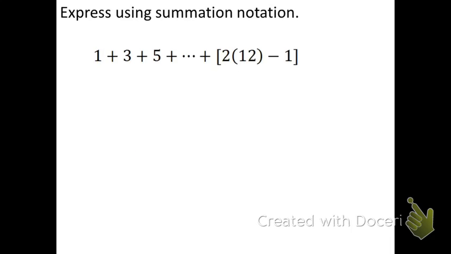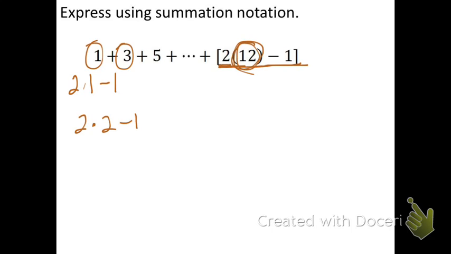So let's do one more. This one is 1 plus 3 plus 5 plus whatever comes next all the way to 2 times 12 minus 1. Well, this kind of helps give us an idea of what we need to do here, this 2 times 12 minus 1. So if there were 12 terms, then we're taking 2 times the term number minus 1. So let's see if that works for the first term. 2 times 1 minus 1, that is 1. That's good. How about the second term? So 2 times 2 minus 1, that is 3.